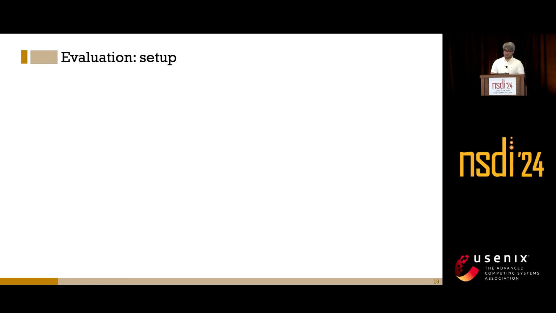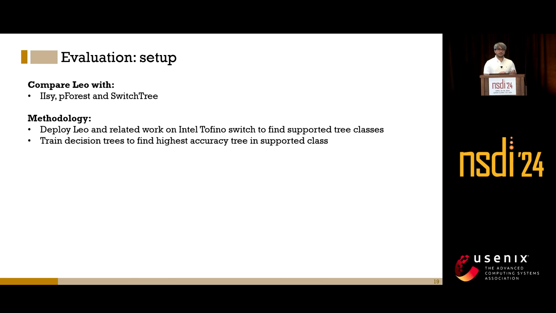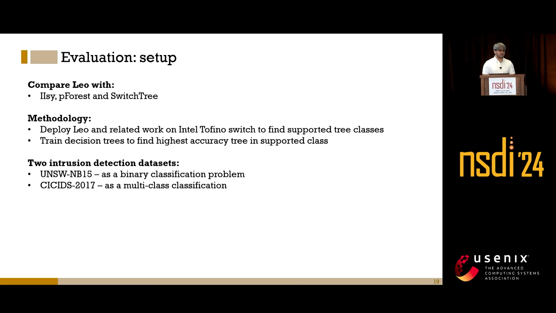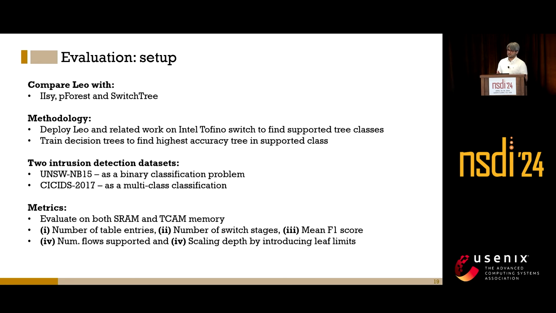So for evaluation, we compare Leo to prior work: Easy, pForest, and SwitchTree. Our methodology includes deploying each of these schemes to the Tofino switch and finding what class of subtrees each scheme supports, and within each scheme, finding the classification accuracy of the best performing tree. We do this for two intrusion detection data sets, and we implement each scheme using both SRAM and TCAM memory. For this presentation, the metrics we will focus on are the number of table rules and the switch stages, and the classification accuracy on the intrusion detection data set.